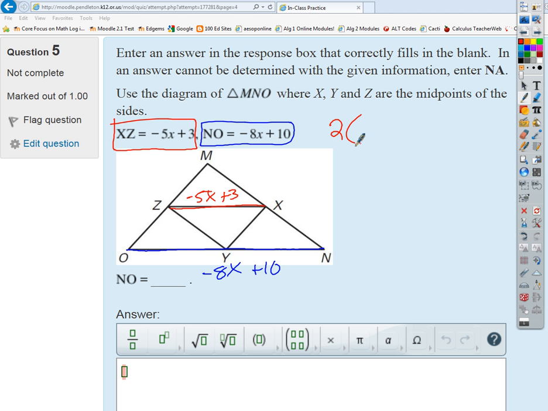2 times that equals that. Okay? Right? Now we just do algebra. So we distribute the 2, and that gives us, would you agree, negative 10x plus 6 equals negative 8x plus 10? Now be careful with this. Danny, which direction am I going to push the variables here, preferably? They'll both work, but what's the best one?